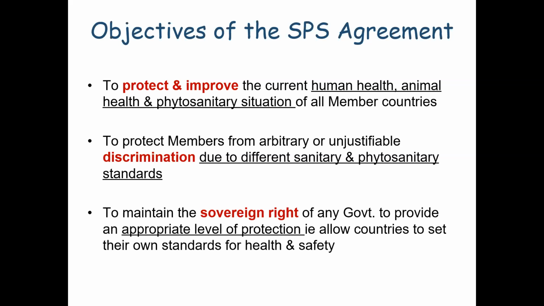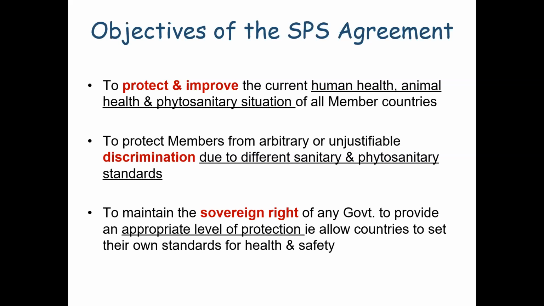And the third objective is to maintain the sovereign right of any government to provide an appropriate level of protection, which means that every country who is a member of the WTO has the right to lay down standards for the level of protection which they deem fit, which is based on certain rules which are given in this agreement also. So countries can set their own standards for health and safety within a gamut of being non-discriminatory and other issues which we will go through. So these are the main objectives.